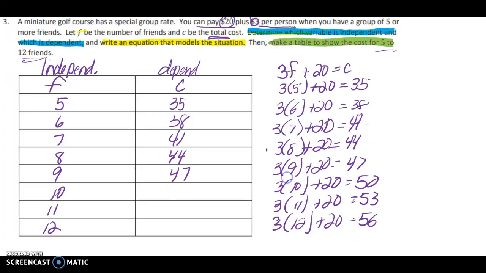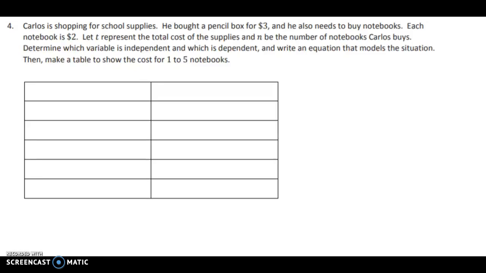47 for 9. 50 when I had 10 friends. 53 and 56. Let's see if I have everything that I needed. Did I determine the independent and dependent variable? Yes, I did. Next, did I write the equation? Right there it is. And did I make a table? Yes, all done. Last one with your partner.